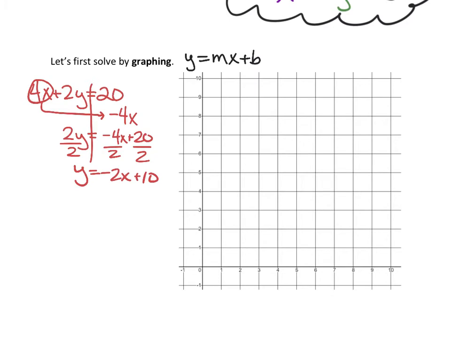If you'd like to write that as negative 2 over 1 so that you see the rise and the run, that might be helpful. This means that we're going to begin at 10 on the y-axis, and we're going to have a slope of down 2 to the right 1. Now you can do this more than once to find a really accurate slope, so I'm going to go down 2 over 1, down 2 over 1, until I feel like I can draw this by hand.